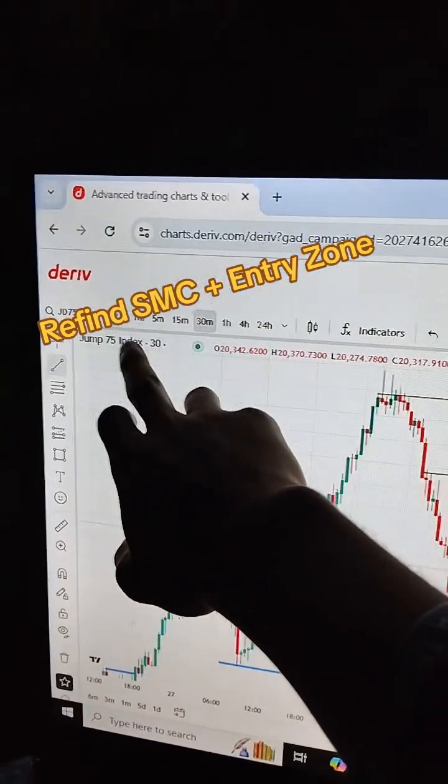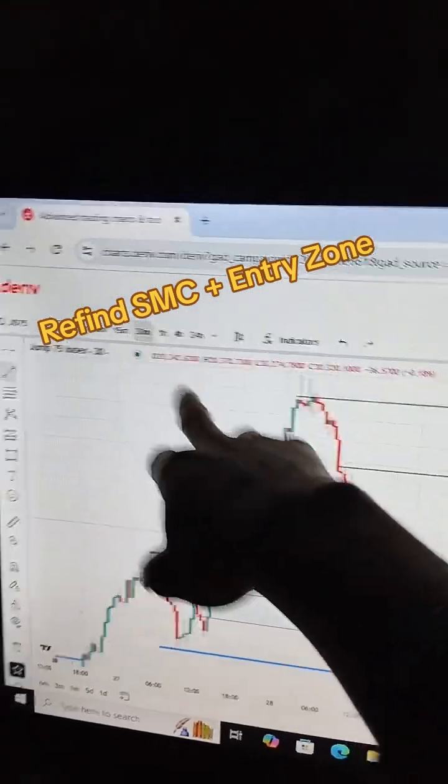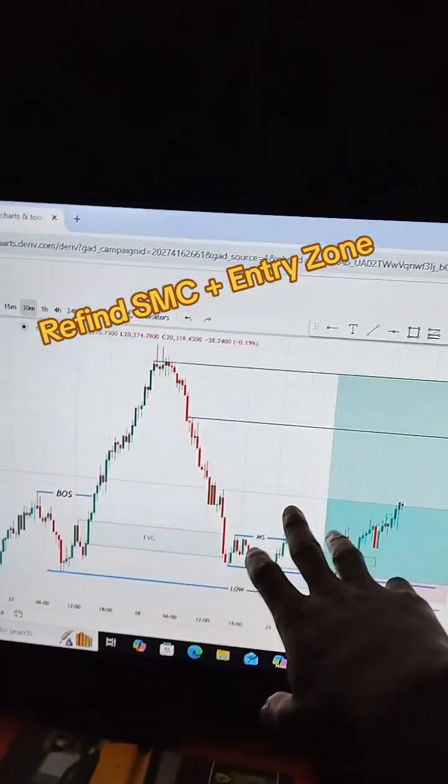What we have on our chart today is Jump 75. As you can see right there, the time frame we are using today is the 30-minute time frame. That is what we are trading on.